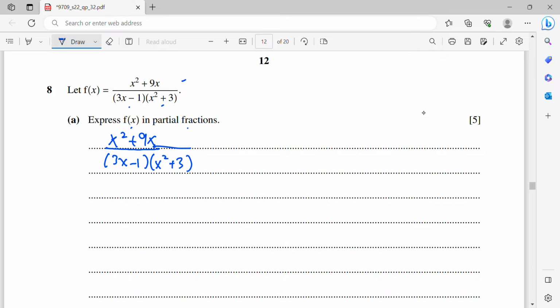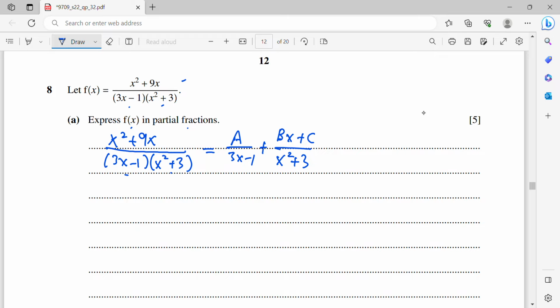First of all, when we observe this rational function, it is basically a proper rational function because the degree of x in the numerator is less than the total degree of x in the denominator. That means we can find the partial fractions directly. Now, the first factor in the denominator is linear. Therefore, it is A over 3x minus 1. And then the second factor in the denominator is a quadratic that cannot be factorized. Hence, your numerator is, oh sorry, a linear function, which is Bx plus C.